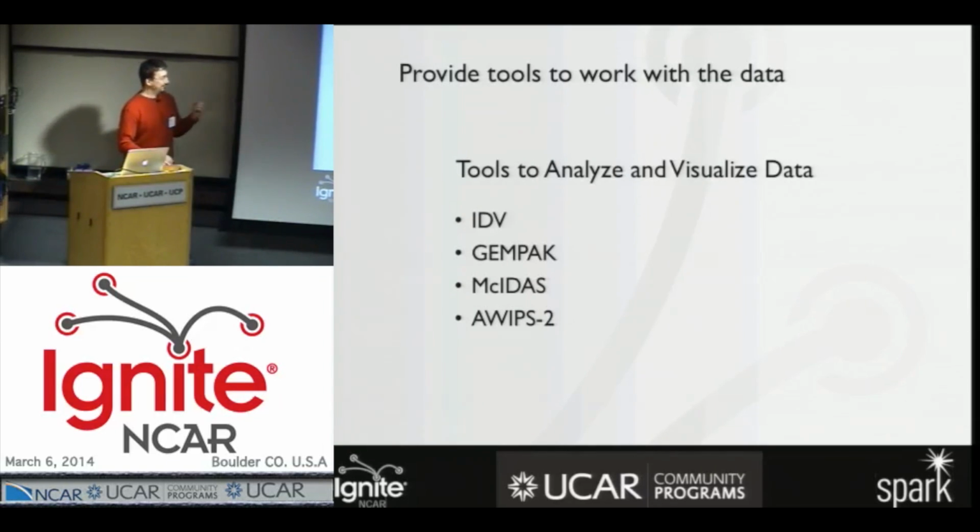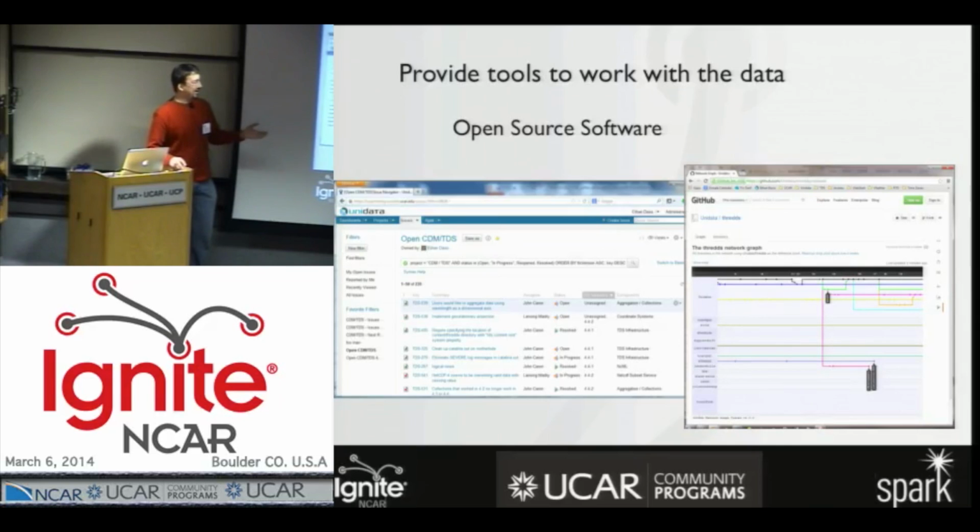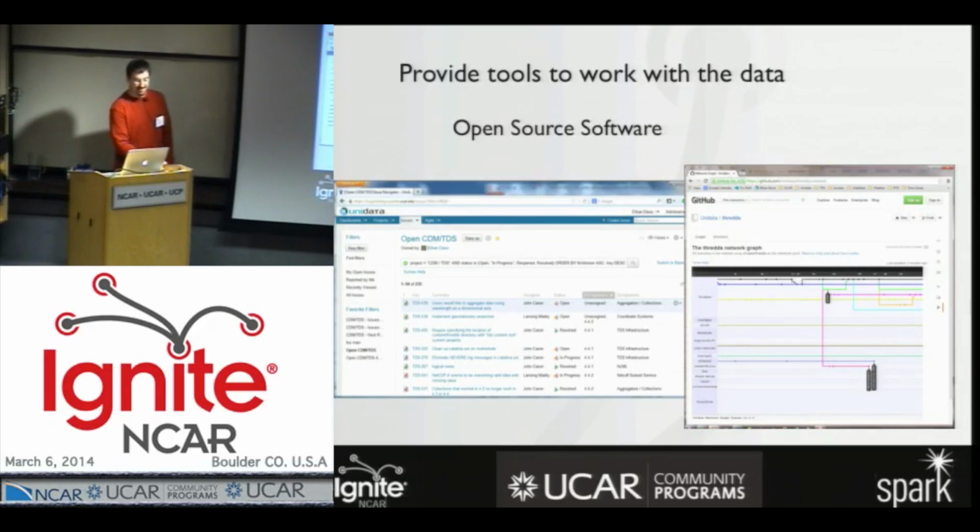Other tools are for visualization and analysis. AWIPS 2 is the newest one we're dealing with, and it's from the Weather Service. It's for their forecast offices. It's designed for operational systems, and we're trying to get it so that it'll run on one small computer at a university, so that's kind of fun.